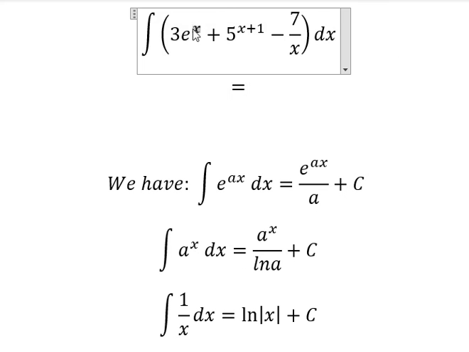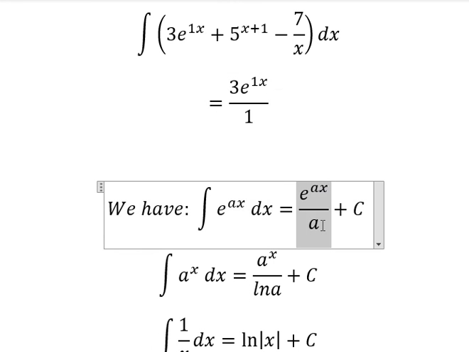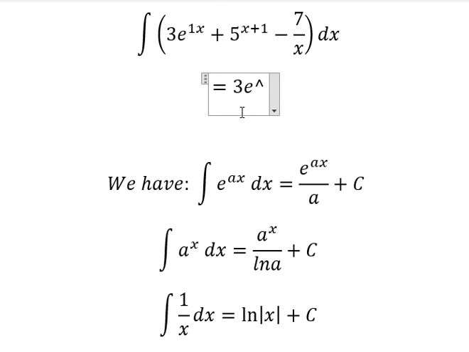E to the power of s, this one that is about 1s. So we have 3e to the power of 1s over number 1. That is about this one in here. But if we simplify, you get 3e to the power of s.